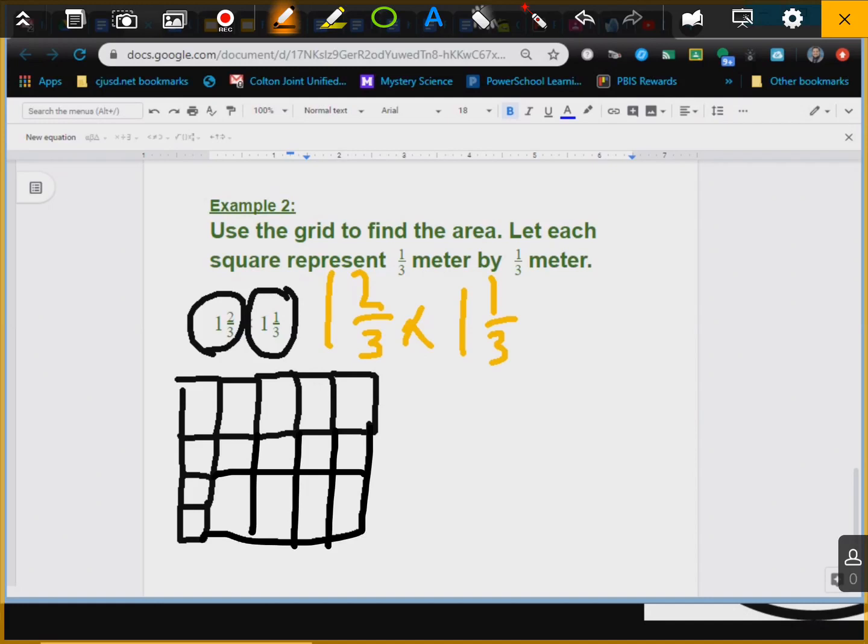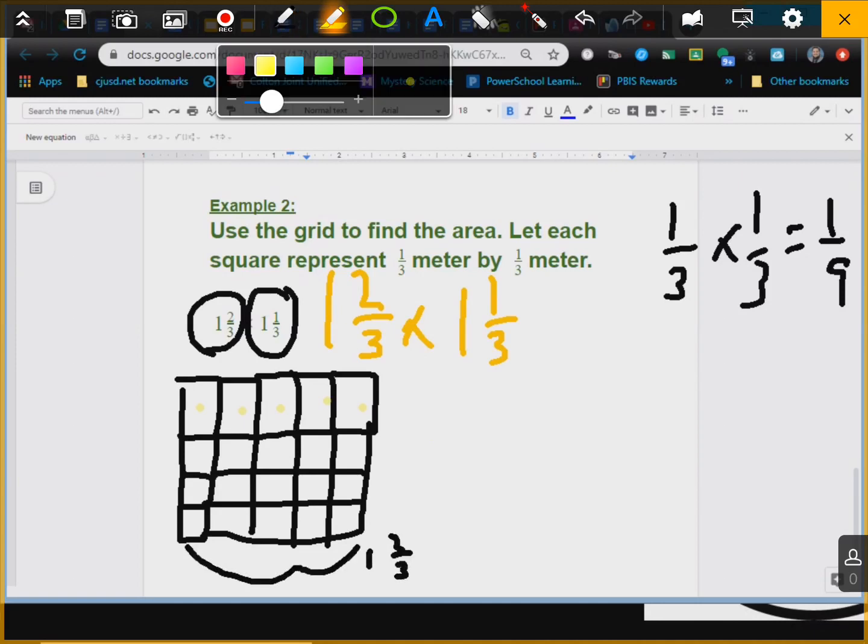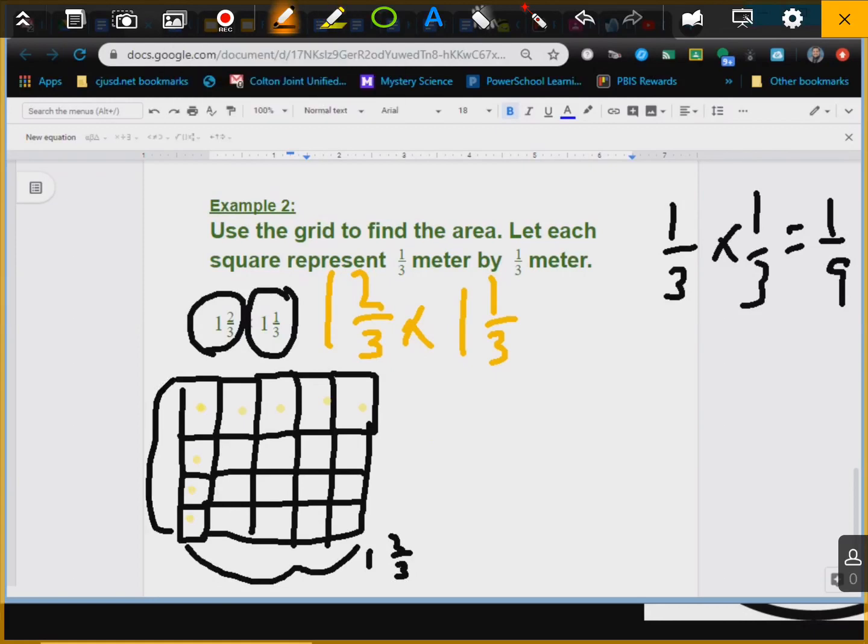Because it says let each square represent 1/3 by 1/3. So since it's going to be 1/3 by 1/3, each square is going to be 1/9. And let's count how many we have. 1, 2, 3, 4, 5. Right? This was 1 2/3. This is 1, 2, 3, 4. This is 1 1/3. Okay? And I know I have 20 tiles.